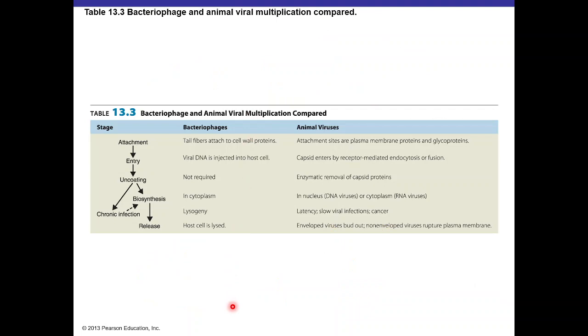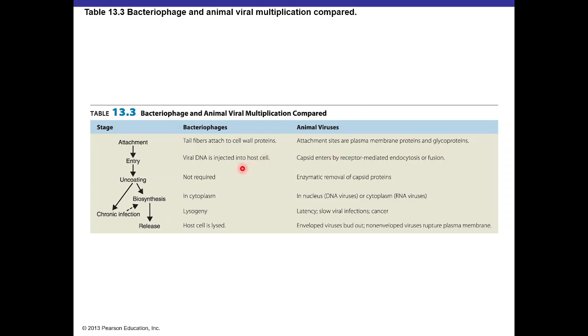So as a summary, there are some minor differences between the multiplication of bacterial viruses and animal viruses. Bacterial viruses are known as bacteriophages. Why? Because they eat bacteria. So basically, bacteria, and phage for eating bacteria. In the attachment, bacteriophages use tail fibers that attach to the cell wall. In the case of animal viruses, they attach to receptors in the plasma membrane, which are proteins or glycoproteins.